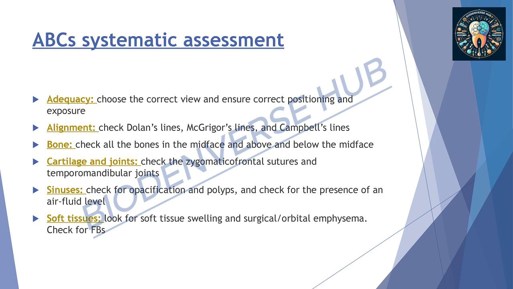Then S indicates the sinuses. In case of sinuses, you will need to check for any kind of opacification and polyps that are present, and also most importantly check for the presence of air fluid levels. Then another S indicates the soft tissues. You need to look for soft tissue swellings, and surgical and orbital emphysemas. So you need to check for that.